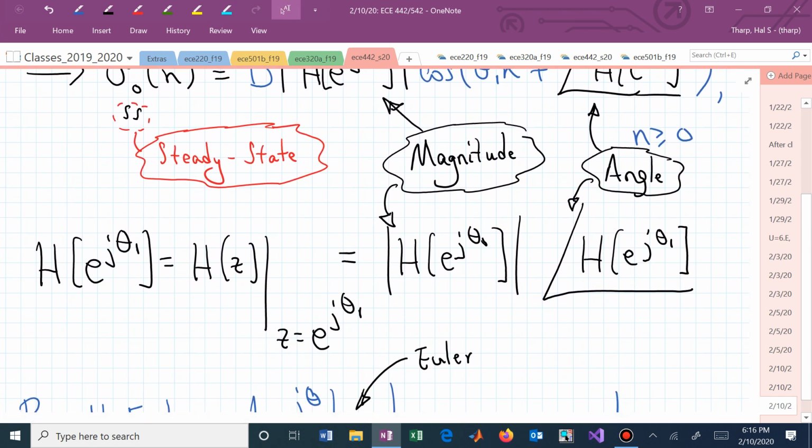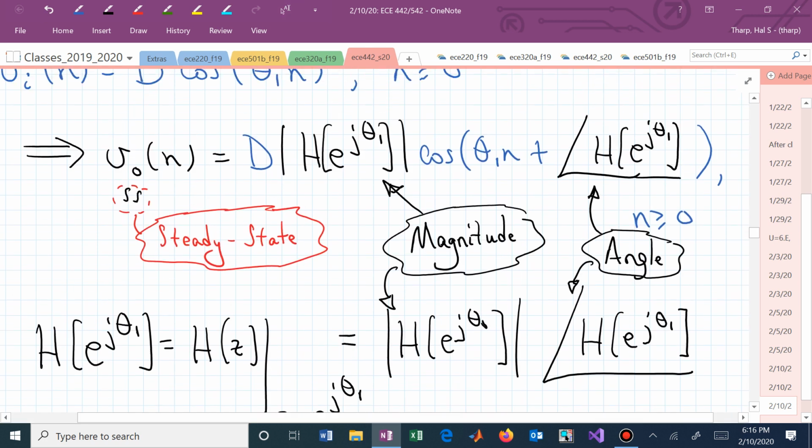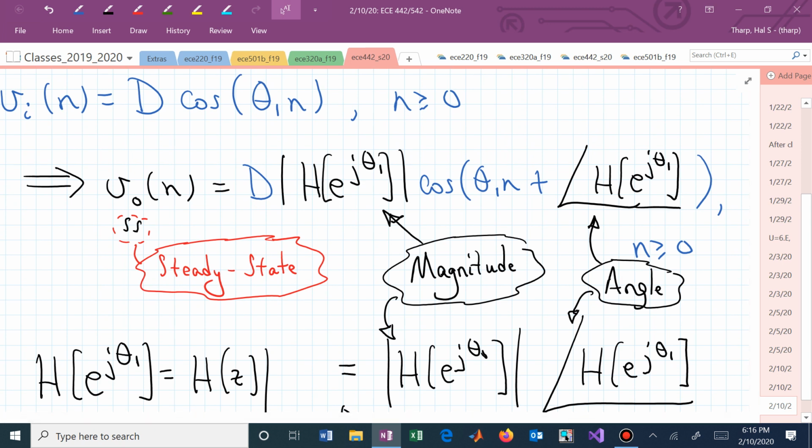and now we need to find h of z when z is equal to e to the j theta 1. That will give us a complex number, and we can always find the magnitude and angle of that complex number and use that information in this expression, which is structurally very much like the continuous time. Our original amplitude, d, scaled by the magnitude of h at that frequency. Cosine, we haven't changed the frequency of excitation, with a phase shift.